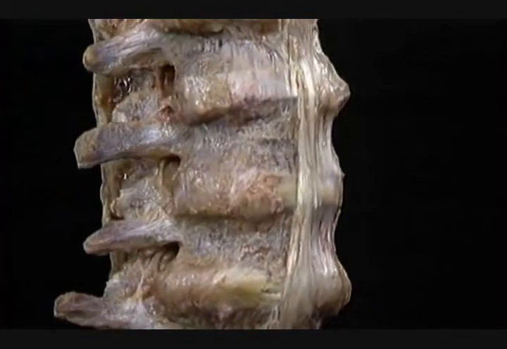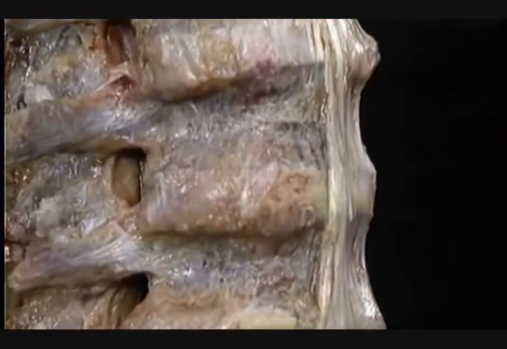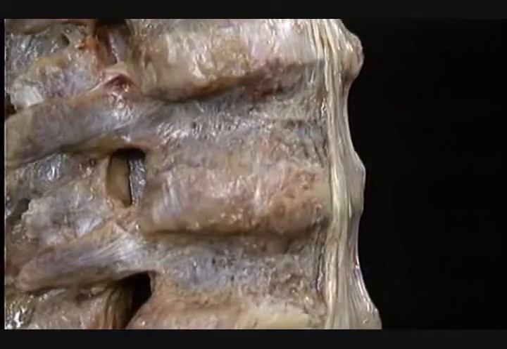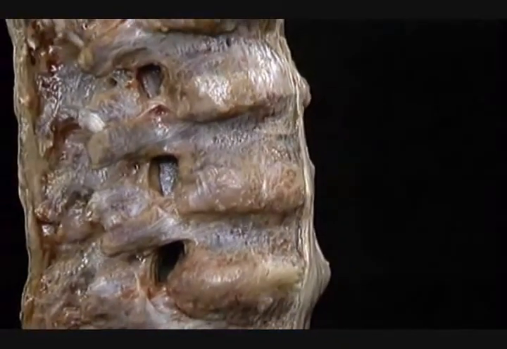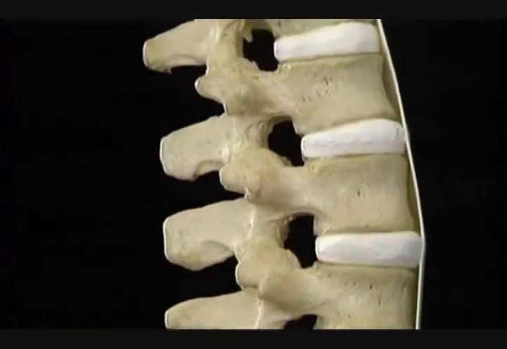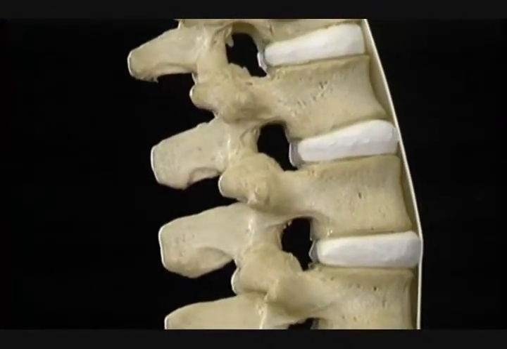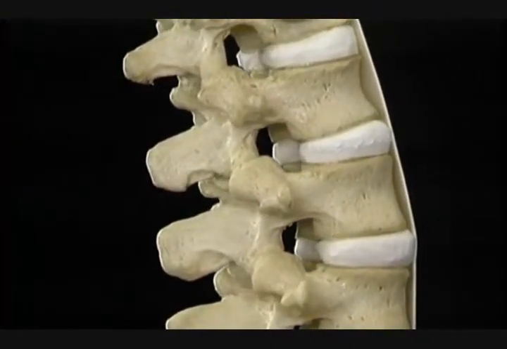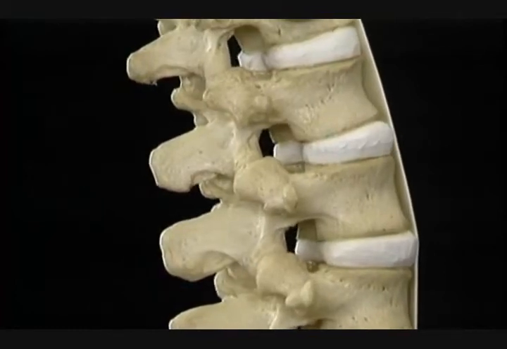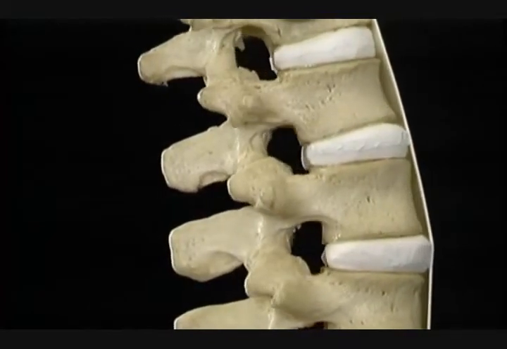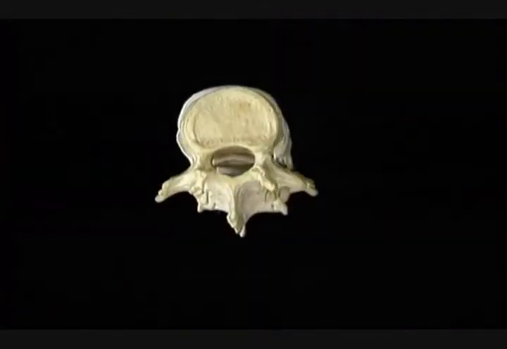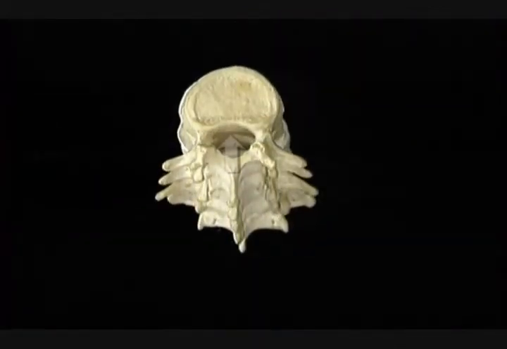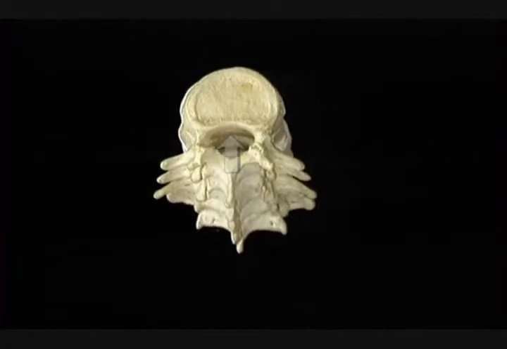The anterior longitudinal ligament is thick and strong. It's attached to the upper and lower edges of each vertebral body. It limits extension of the spine. In extension, the tightness of the anterior longitudinal ligament helps to prevent backward and forward movement of the vertebral bodies relative to each other. The posterior longitudinal ligament runs along the back of the vertebral bodies.